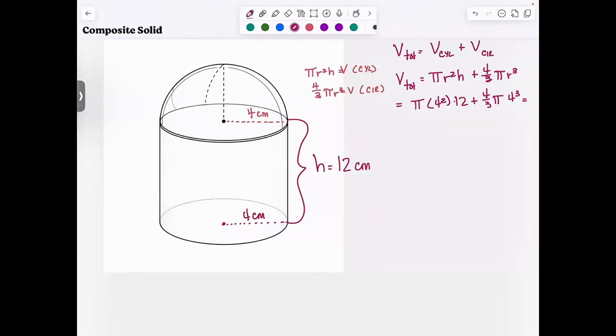Now, 4 squared is 16 times 12. We'll have 192 pi plus 4 cubed times 4 divided by 3. That is 256 over 3 pi. Now, we could add 192, and technically, in exact terms, we get 832 pi over 3.